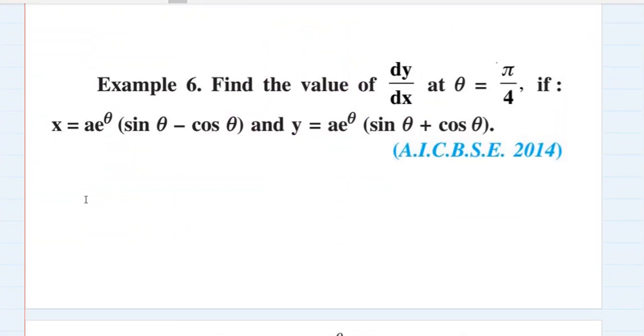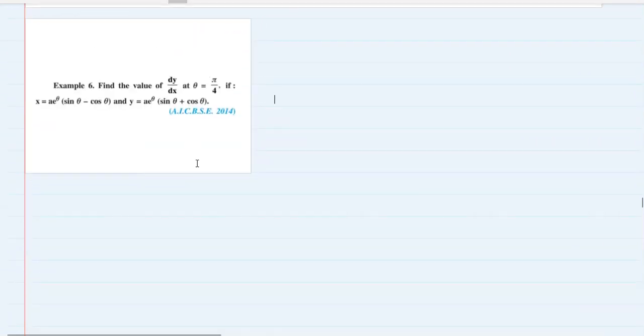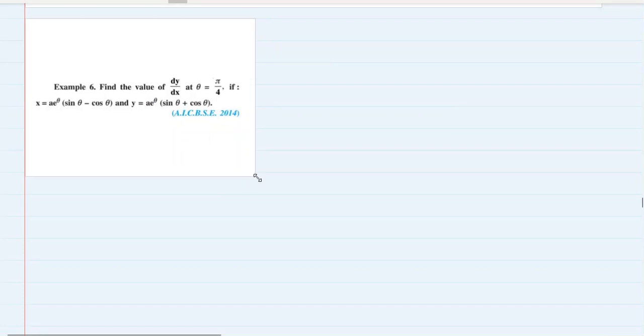Okay, so we have a 2014 question. The 2014 paper was a little tricky paper, and it had all the tricky questions. So good, we are coming across a question from 2014. Find the value of dy by dx at theta is equal to pi by 4. Again the same thing, we have the parametric equation. Let's find dy by dx by d theta first.